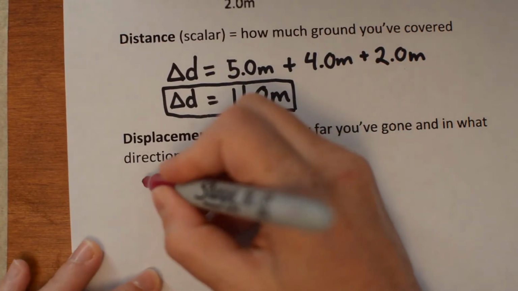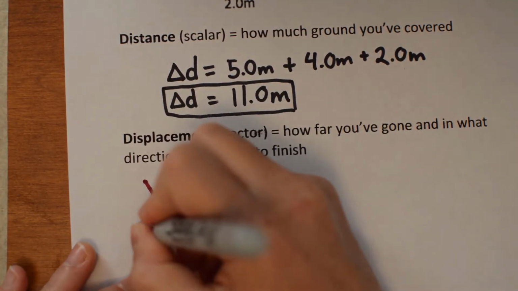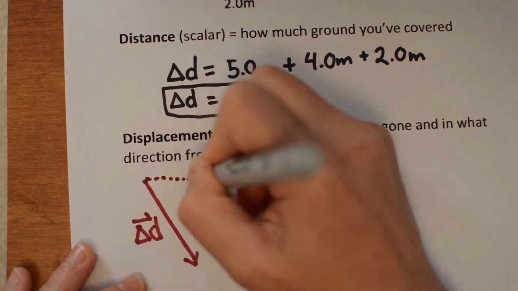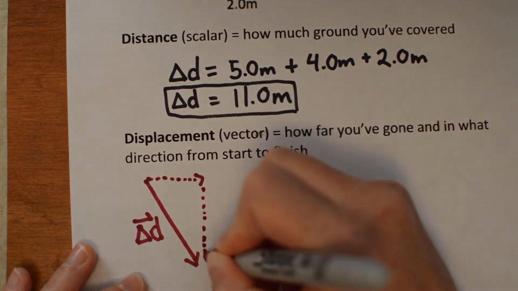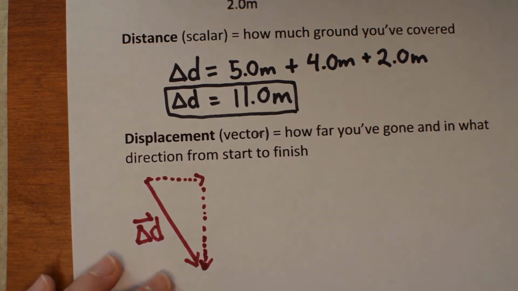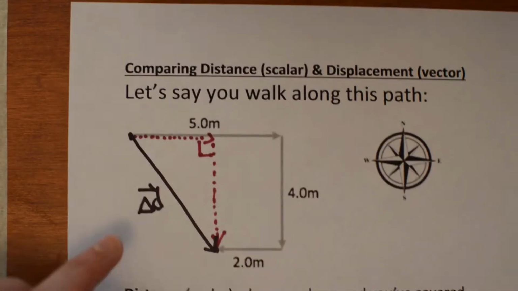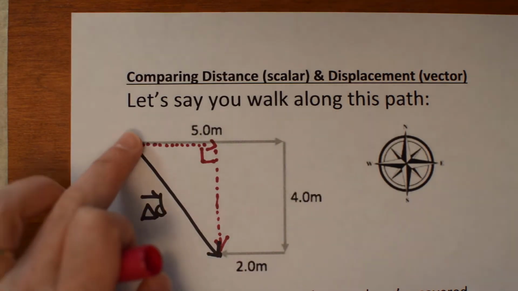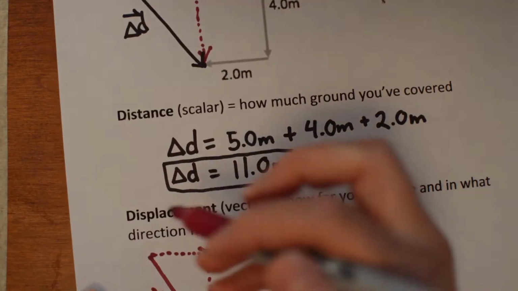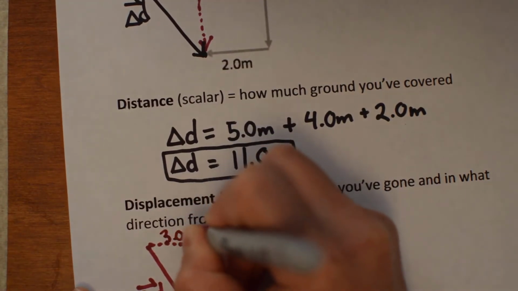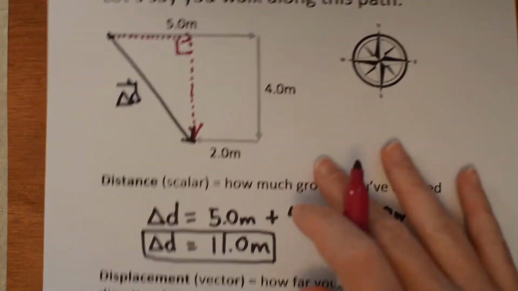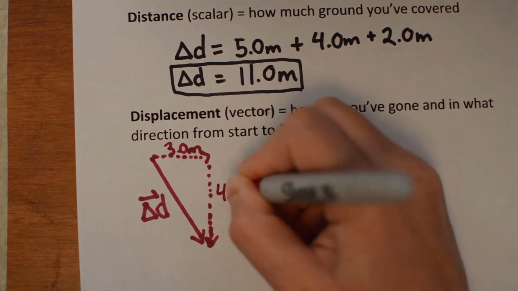So I'll just redraw it down here. Here's your delta D with a vector arrow. Here's the distance I travel in the east direction. Here's the south direction. In the east direction, I travel 5 meters east and then I go back 2 meters west. So overall I went 3 meters east. So this is 3 meters here. In the south direction, I traveled 4 meters south and that's it. So I just put 4 meters here.